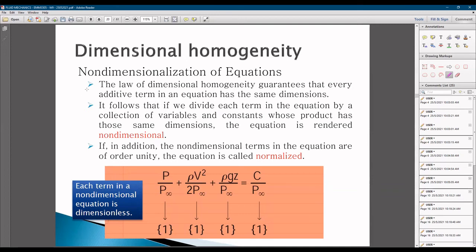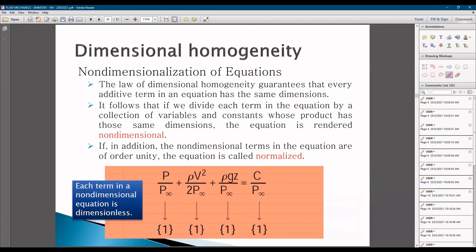Now we look into the non-dimensionalization of equations. At some point, it is a good idea, a good approach, in which we can further simplify our calculation or analysis in such a way that we no need to deal with the dimension.